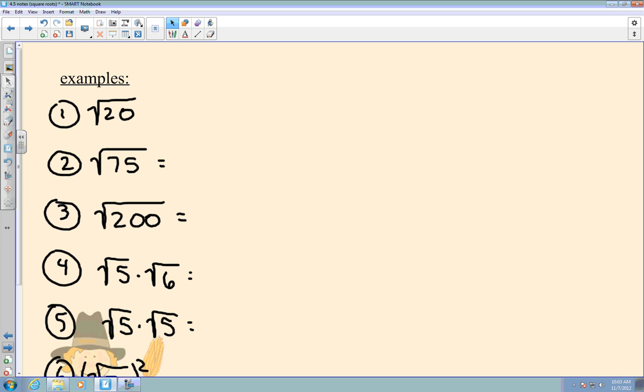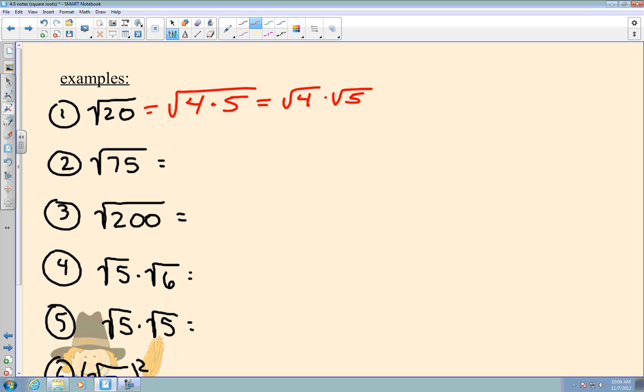Number 1, square root of 20. What perfect square goes into 20? 4. 4 times 5 is equal to 20. We're going to go through all the steps, at least on this first one. I know you're ahead of me here, but that's okay. Square root of 4 times the square root of 5. So the square root of 4 is 2. So the simplified version of that is 2 root 5.